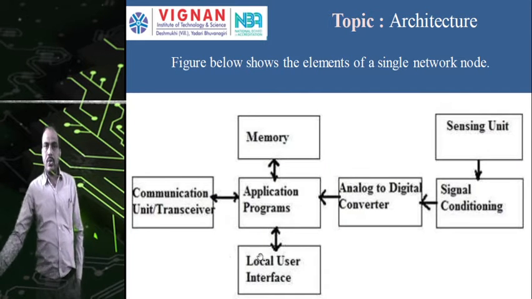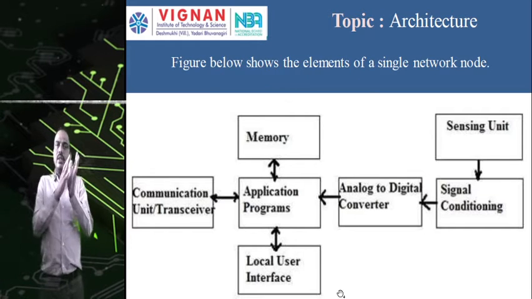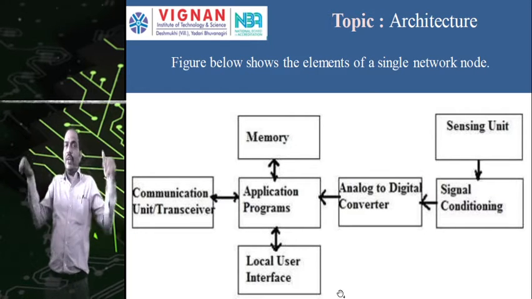So this figure shows the elements of a single network node. So this is one network. Like that, this is connected to another network. It is called a multifunction network.